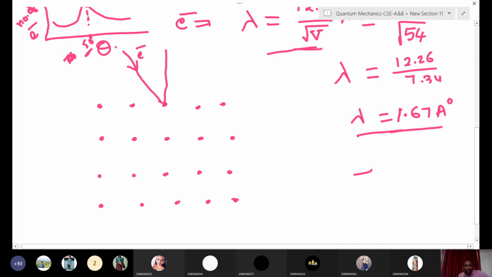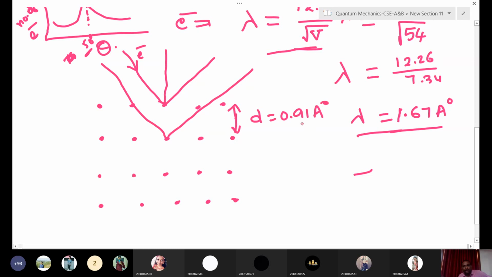After hitting the nickel film, some of the electrons reflect back, and some go inside and also diffract back. Here the spacing for nickel, the d spacing, is d equal to 0.91 angstrom, that is approximately 1 angstrom.